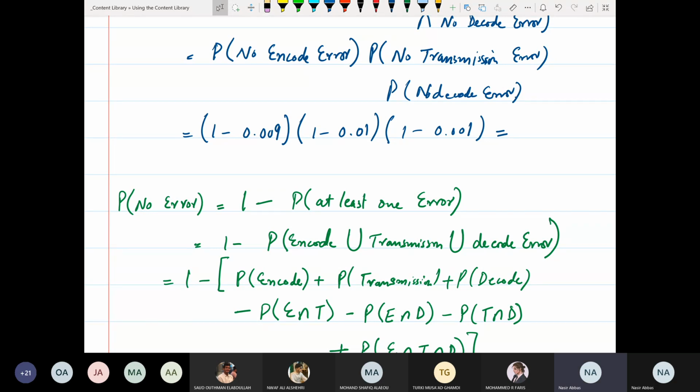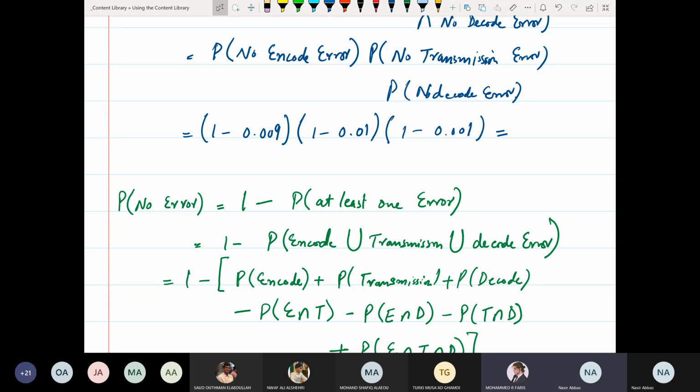Any question from these two solutions, Muhammad Faris? Yes, doctor. Why can I not do it like adding 0.009 plus 0.01 plus 0.001 and subtraction from 1? Probability of A union B is not equal to A plus B. It's A plus B minus the intersection. So if you want to apply the addition theorem, you have to apply it completely.